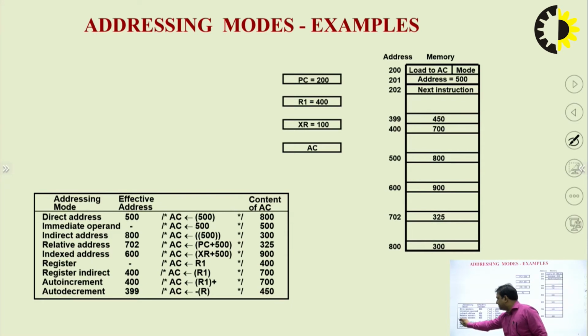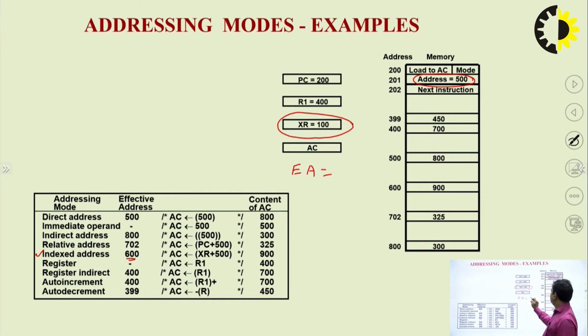Next, the indexed register. This is the easiest one, because we have to add only the index register, that is my XR, plus the address field of the instruction register, that is 500. So the effective address becomes 100 plus 500, which equals 600. Right? So this is the effective address, and what is the value at location number 600? That is 900. So the content will be 900 in case of indexed register.